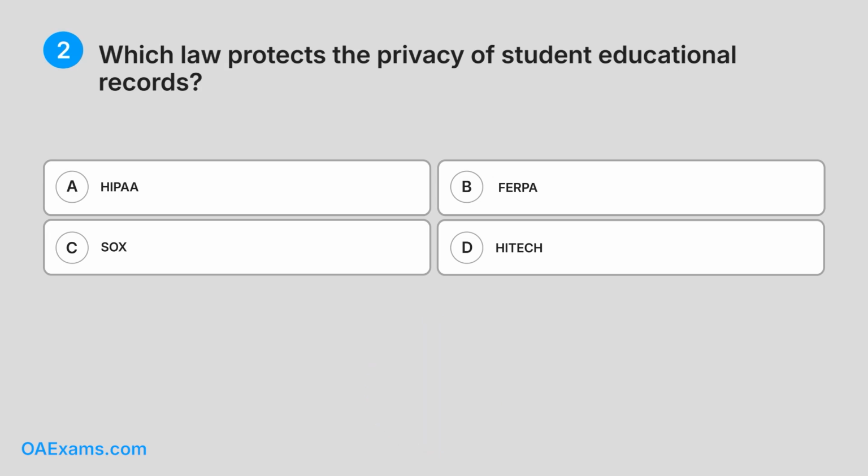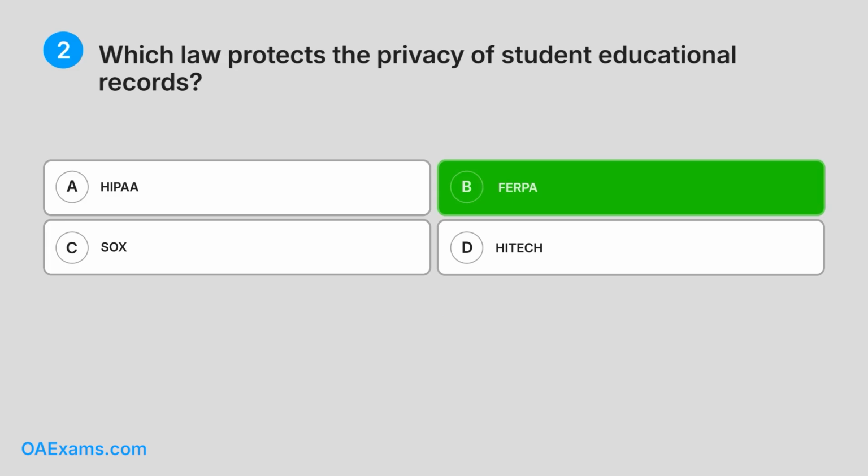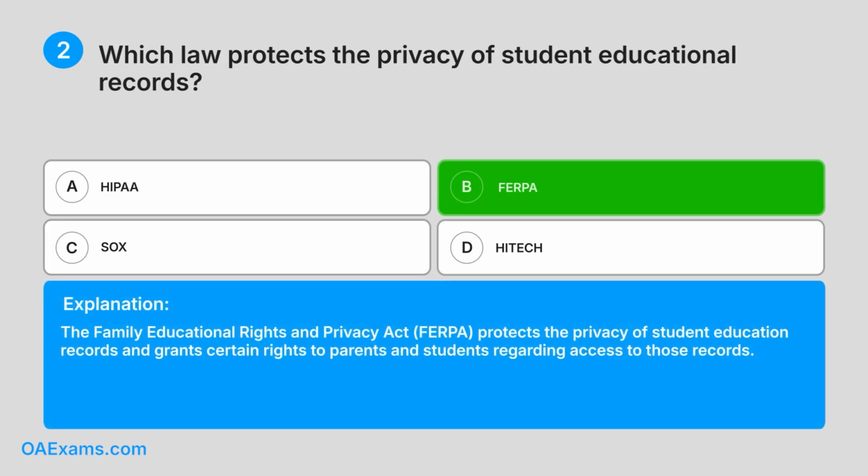Correct answer: B. FERPA. Explanation: the Family Educational Rights and Privacy Act, FERPA, protects the privacy of student education records and grants certain rights to parents and students regarding access to those records.